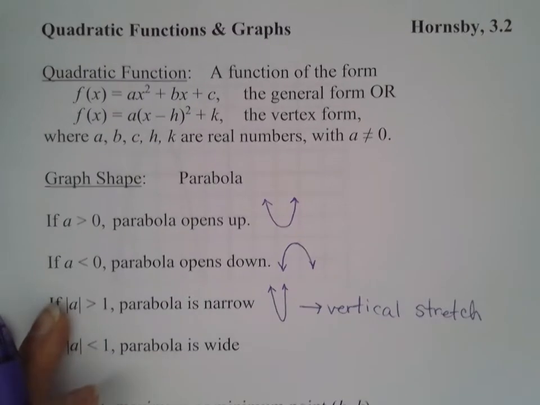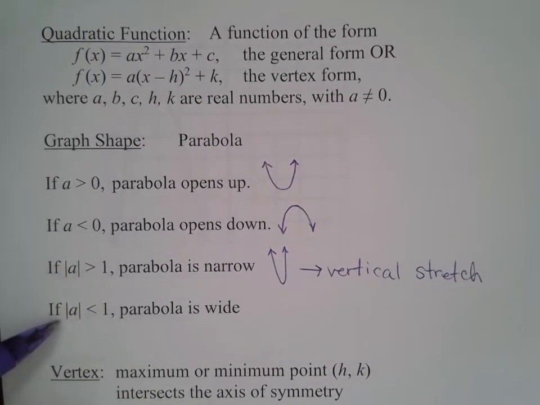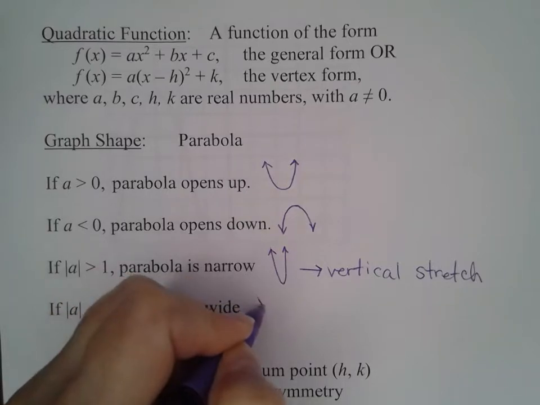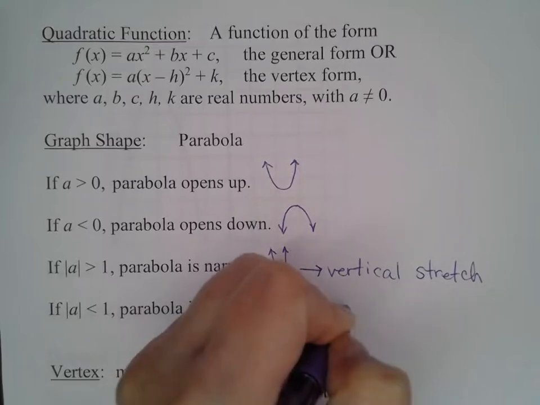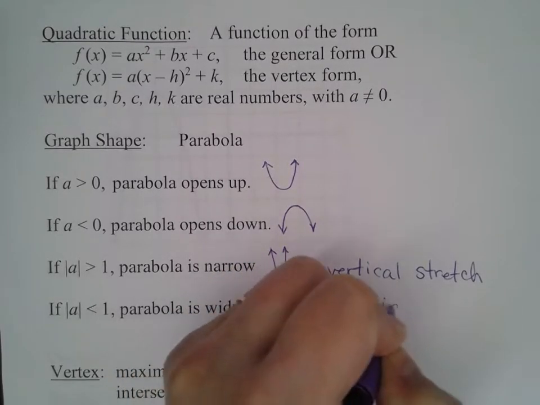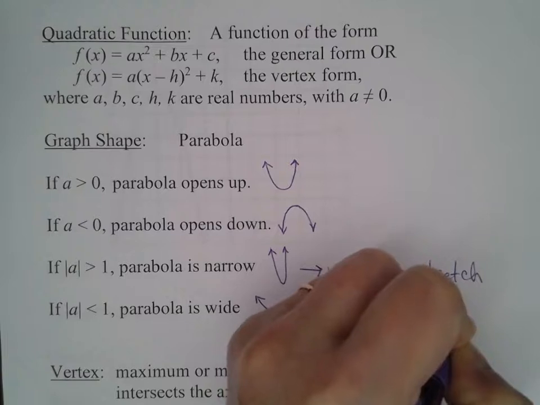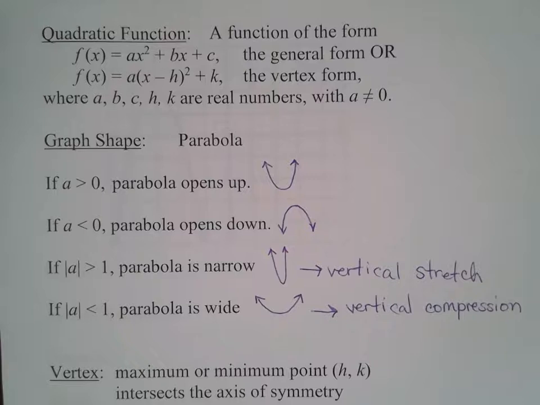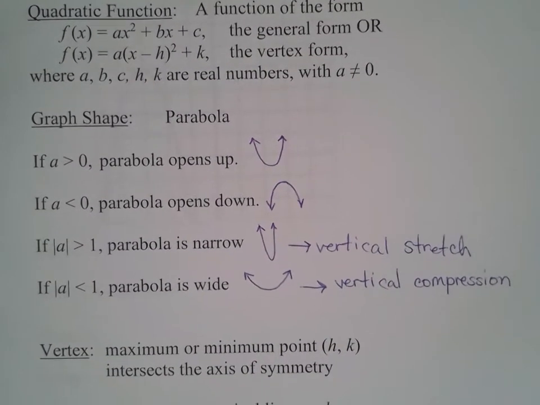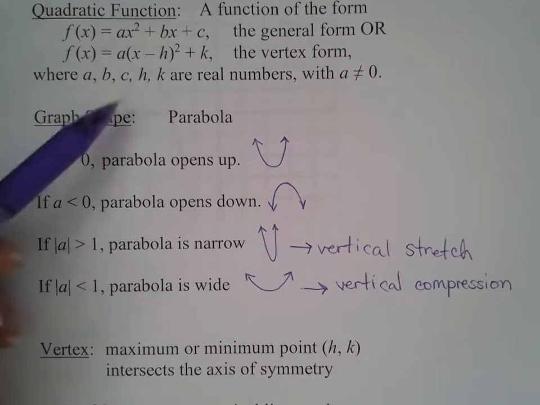Okay, likewise, if the number part of a, disregarding the sign, is smaller than 1, so we have a half or negative a half, in that case the parabola is going to be wider than the standard parabola. So this would be a vertical compression or a vertical shrink. Okay, so all of that from one variable. Can you believe that?